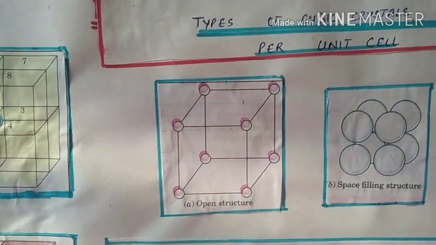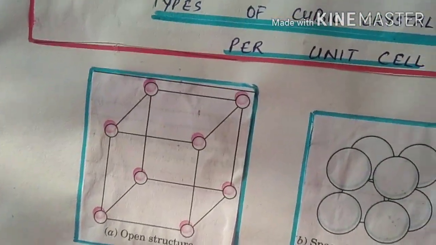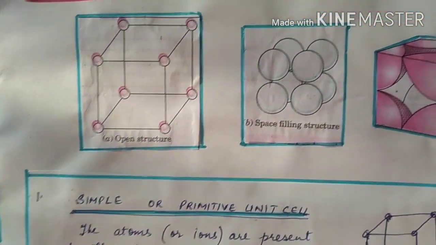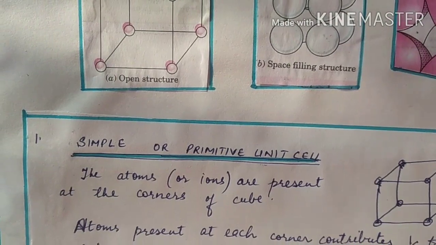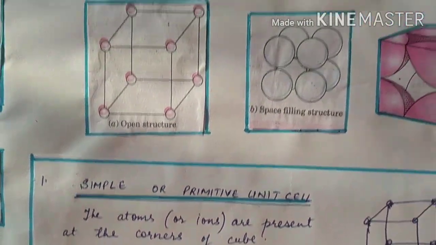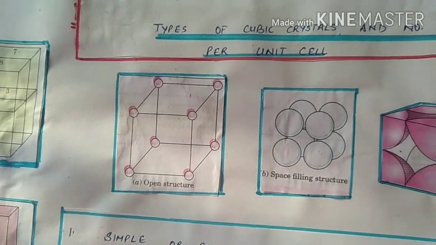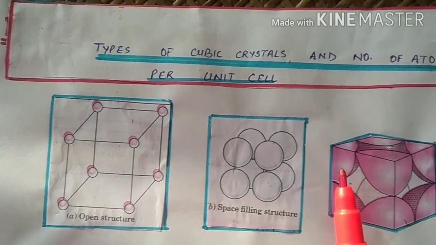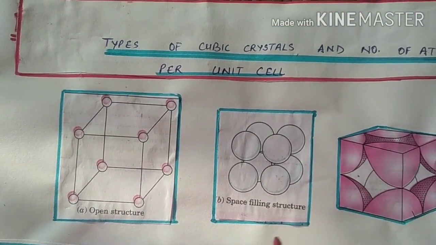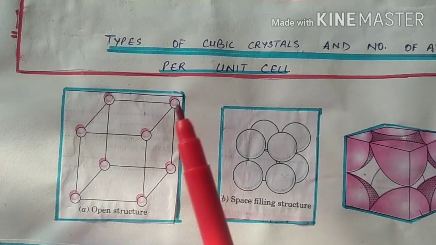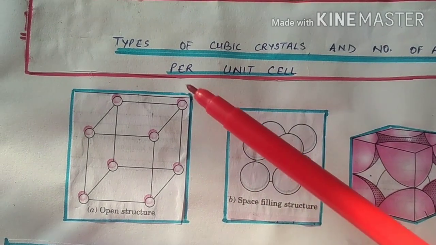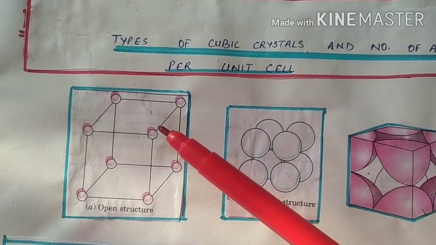Now let us begin by finding out the number of atoms in a simple unit cell, that is a primitive unit cell. In a primitive unit cell, these are the different ways of representing a simple unit cell. Here, this is an open structure where we show the unit cell and the atoms smaller in size.